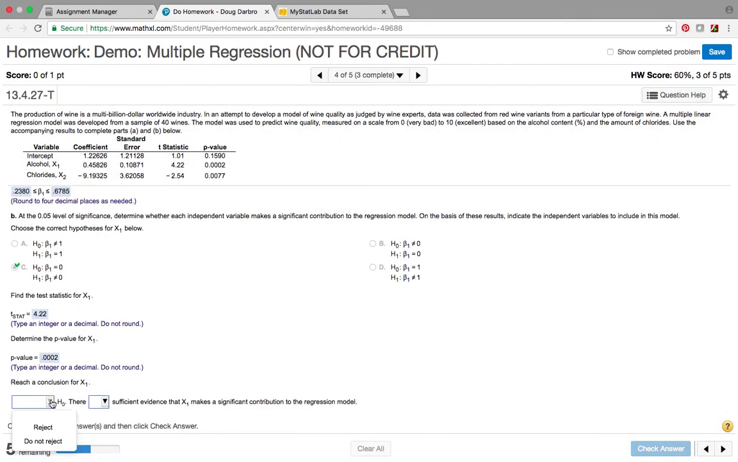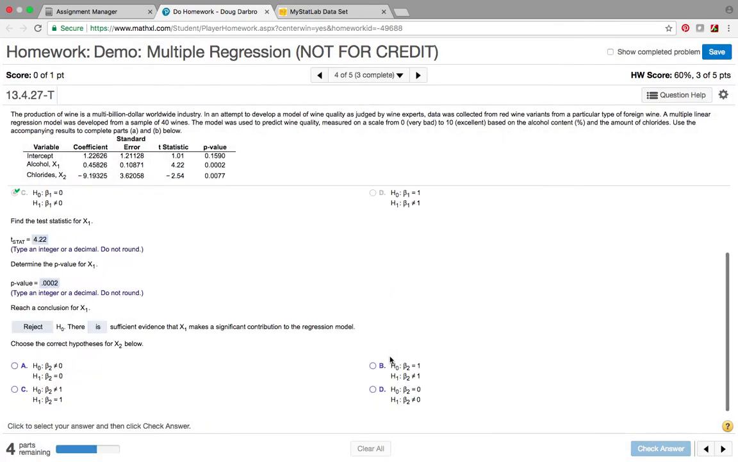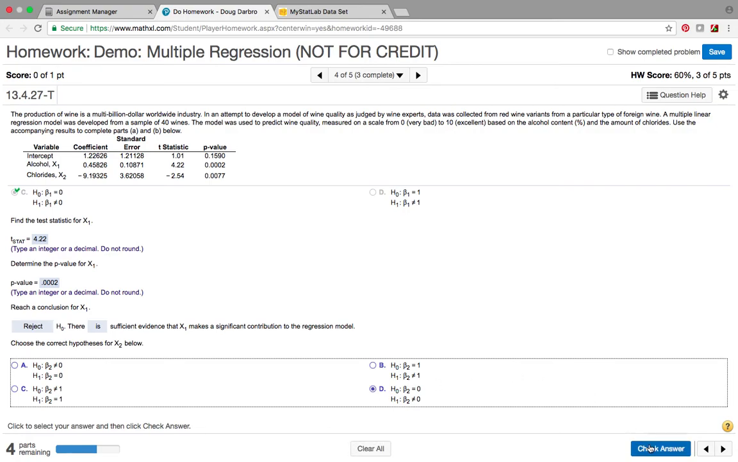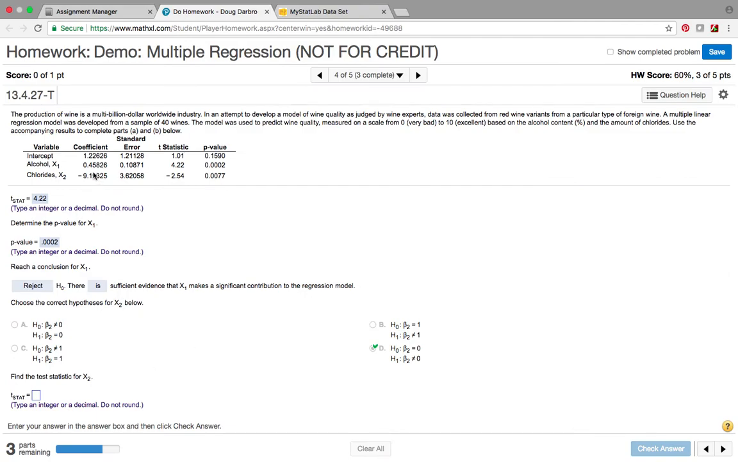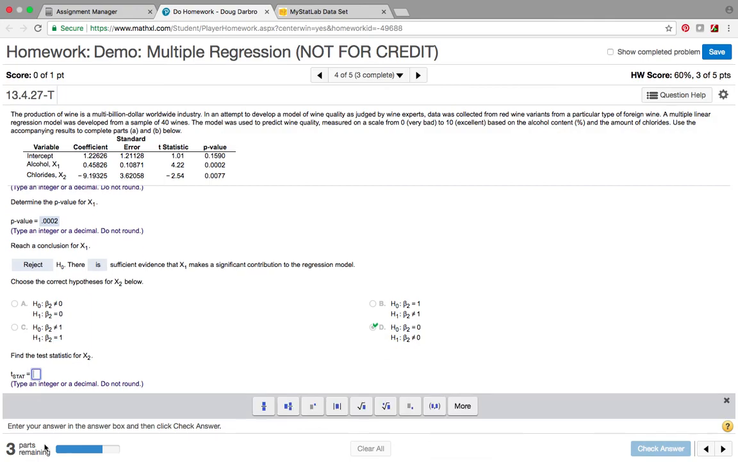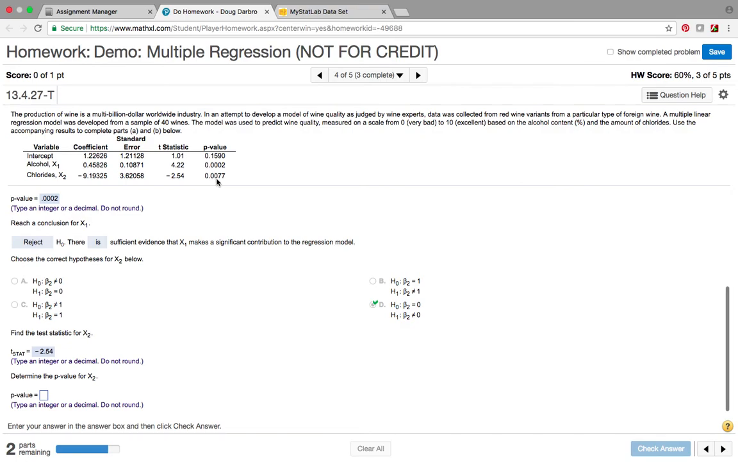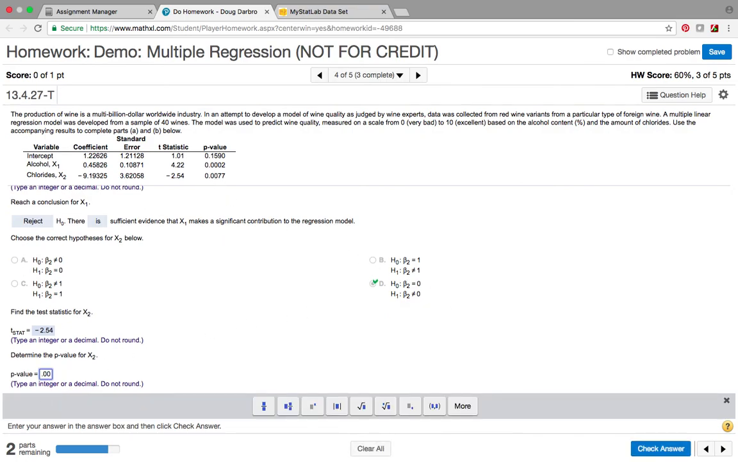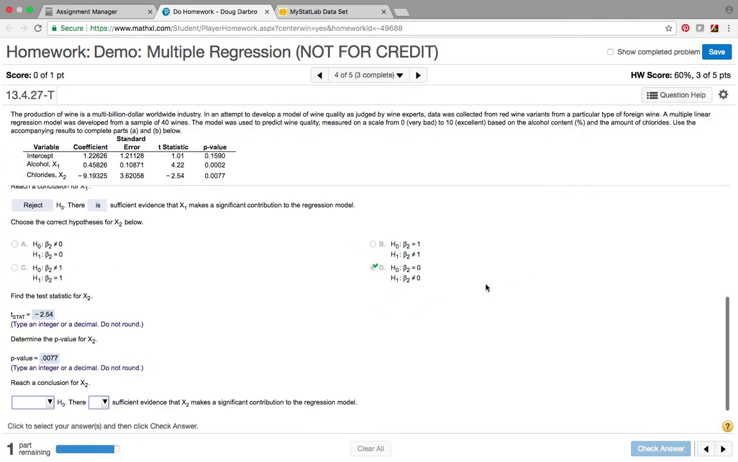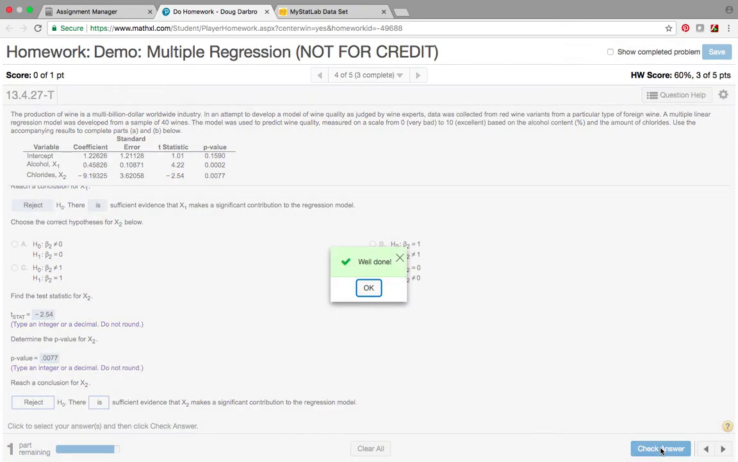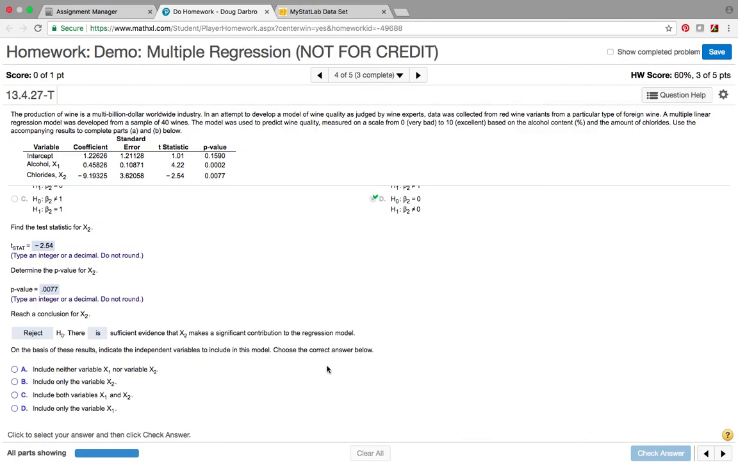Reach a conclusion for X1. Well, we reject H sub 0. There is sufficient evidence that X1 makes a significant contribution to the model. All right, now we're going to focus on chloride. So again, B2 equals 0 versus B2 not equal to 0, same format. Test statistic is negative 2.54. That's easy, just don't make a typo. And the p-value is 0.0077. Reach a conclusion. Our p-value is less than our alpha, so we reject the null. So there is sufficient evidence to include it. On the basis of the results, indicate the independent variables to be included. Well, guys, we should include both X1 and X2.